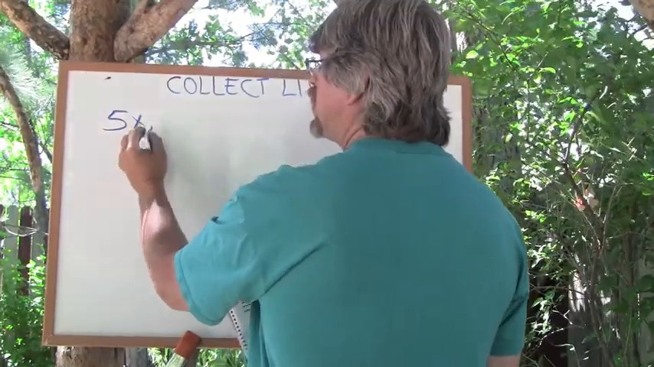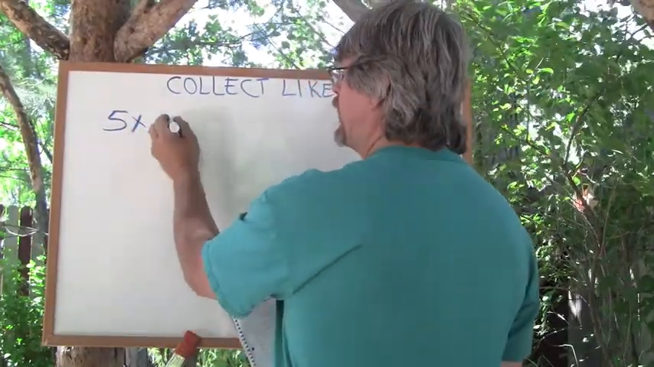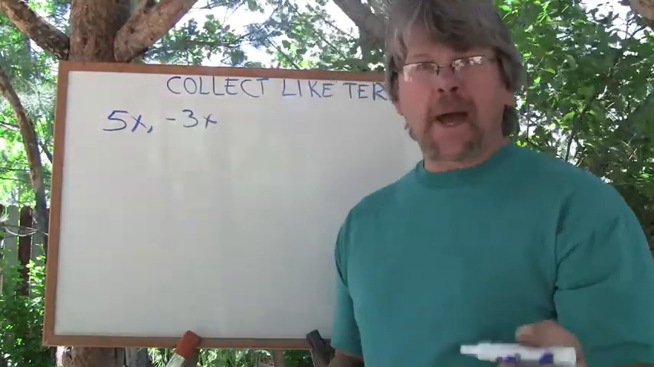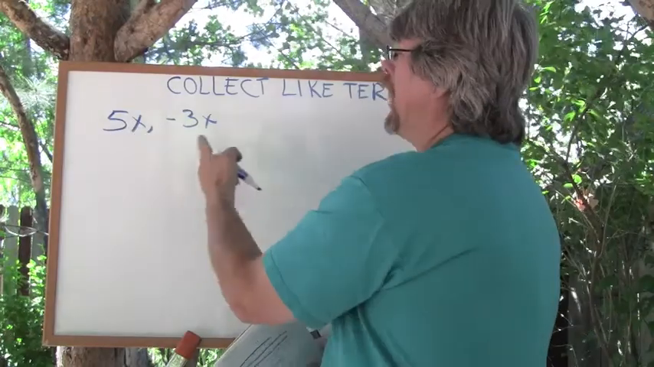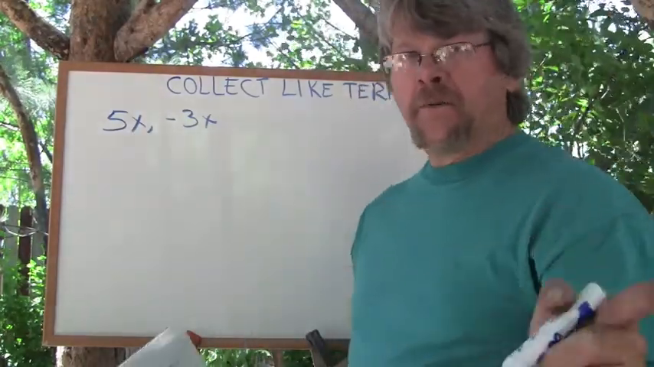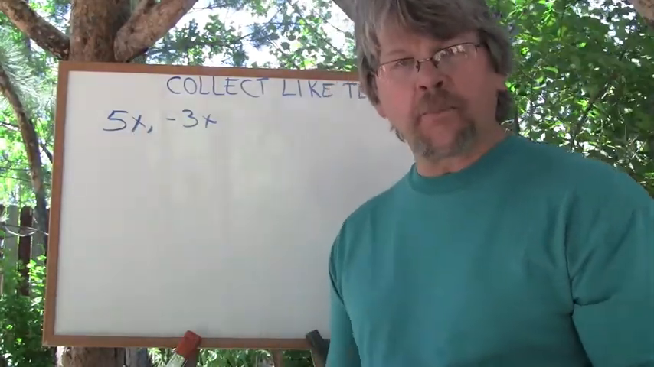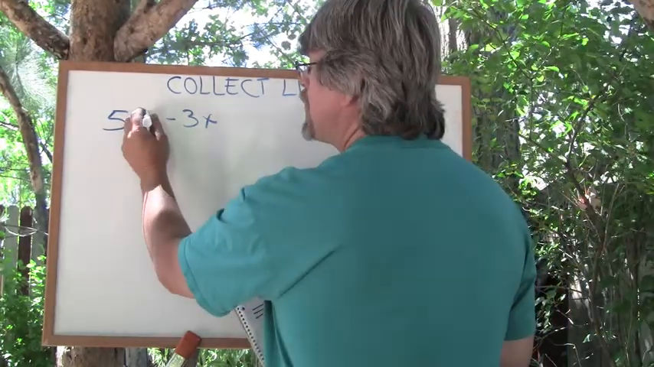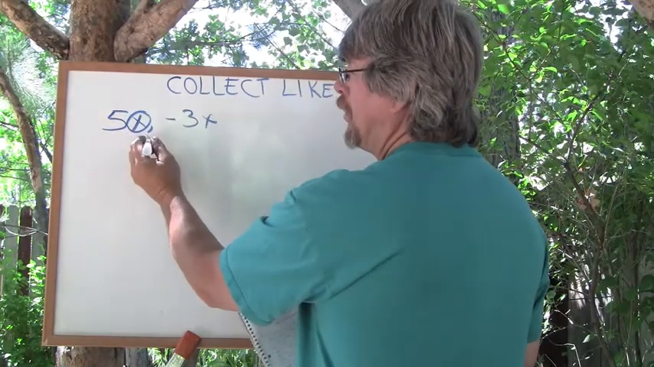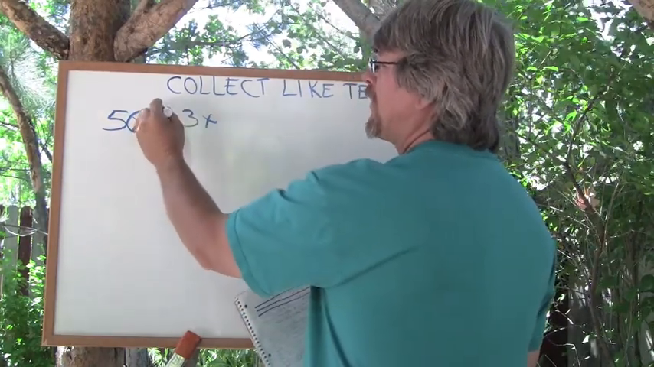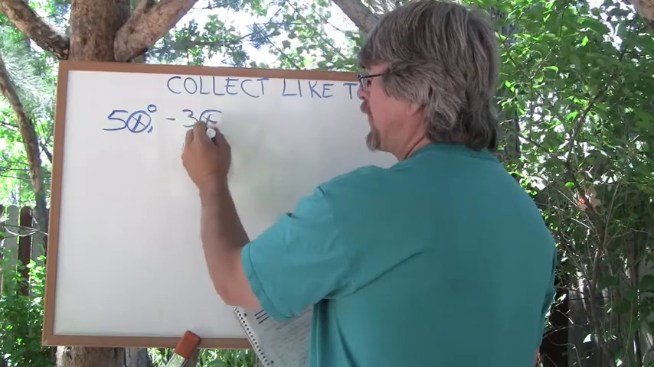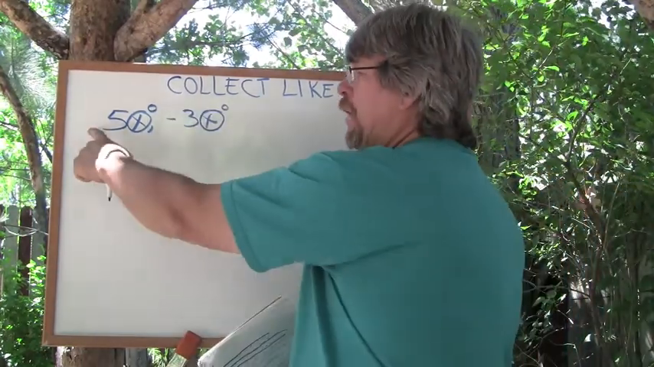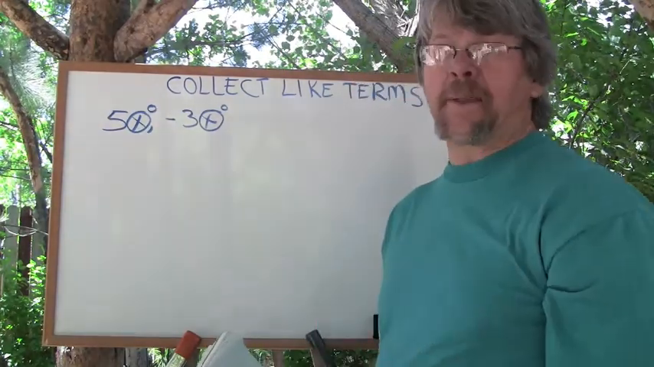When we see two different terms, 5x and negative 3x, we say, well, those can't be like terms because one's a positive and the other one's a negative. No, that's not how to judge like terms. Like terms have the same variable raised to the same power. It doesn't matter whether the number is positive or negative.